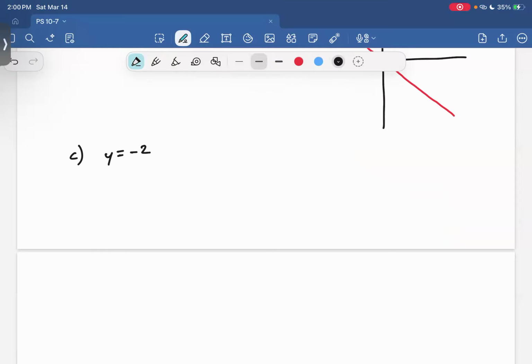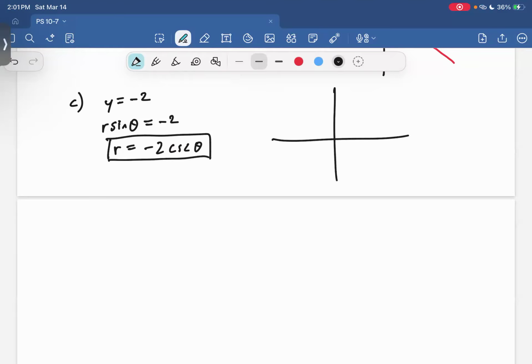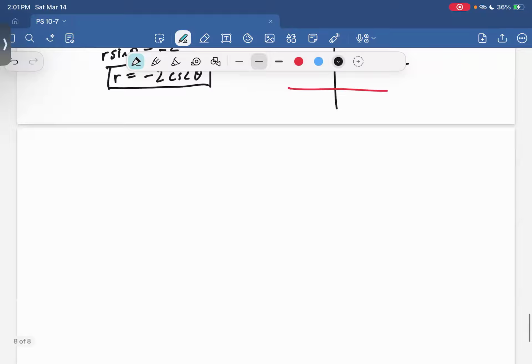Let's do the next one. y equals -2. Here we would make the substitution r sine theta equals -2. And then to clean this up, you would divide both sides by sine, which gives you r equals -2 cosecant theta. And that would be your answer. And the graph of this is, of course, just a horizontal line at y equals -2.